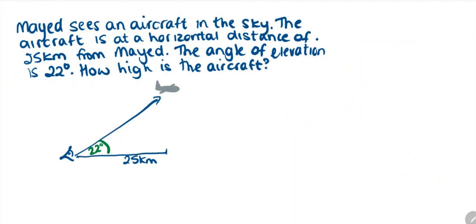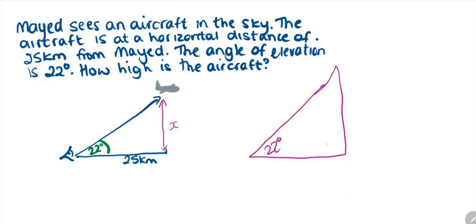Next, Mayed sees an aircraft in the sky. The aircraft is at a horizontal distance of 25 kilometers from Mayed. The angle of elevation is 22 degrees. How high is the aircraft? So we need to work out how high this aircraft is. Let's draw a triangle. So this is 22 degrees. This is 25 kilometers. And this is the side we're trying to find. So let's label it hypotenuse, opposite, and adjacent.